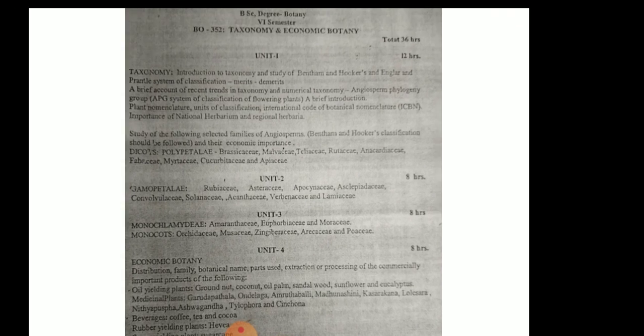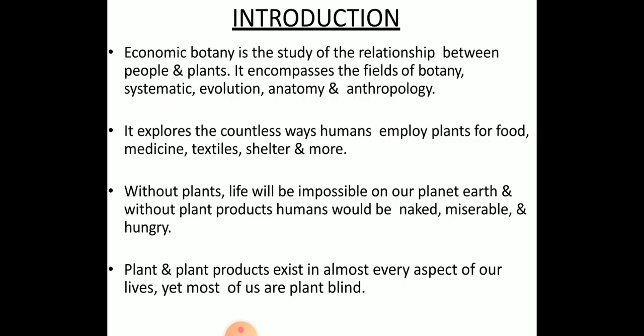So that is Unit 4. Usually economic botany is nothing but the study of cash crops generally. It is a branch of botany that deals with the study of economically valuable plants, and it draws on the fields of botany, that is systematics, evolution, anatomy, and anthropology. This economic botany explores the utilization of plants as food, medicine, textile, shelter, etc.